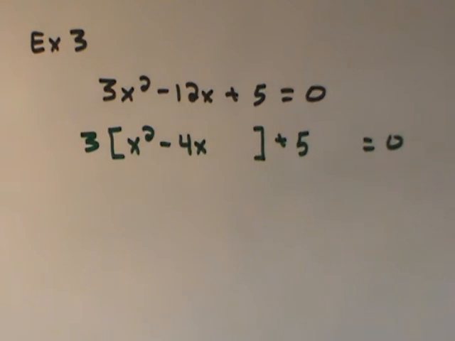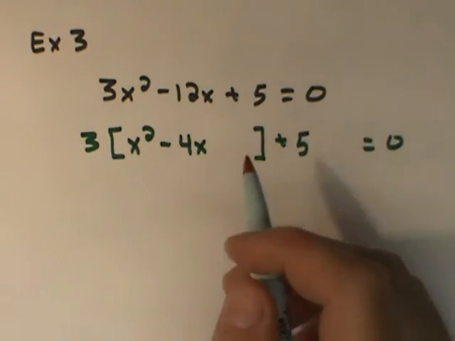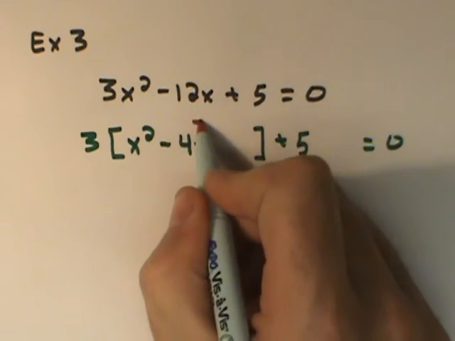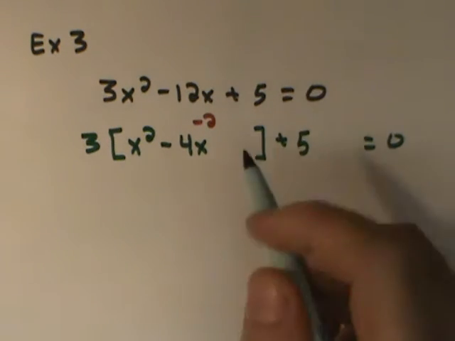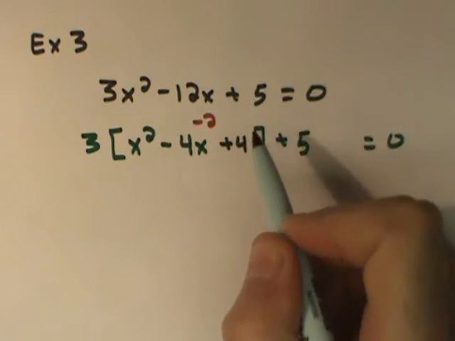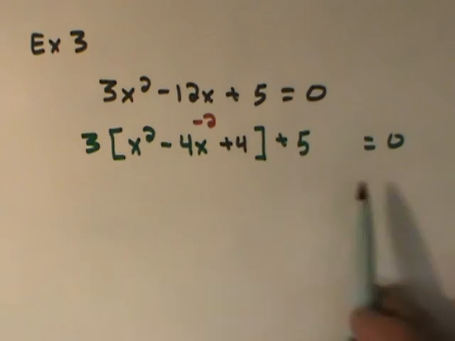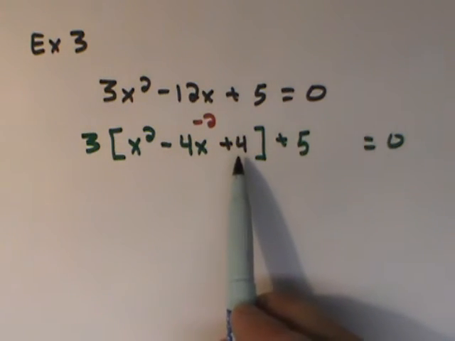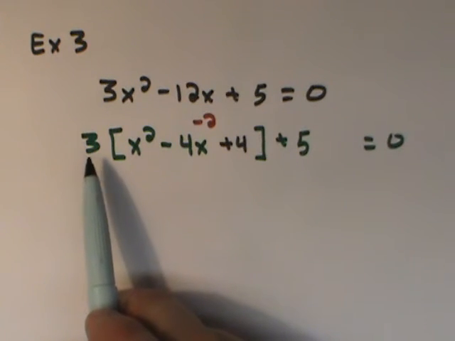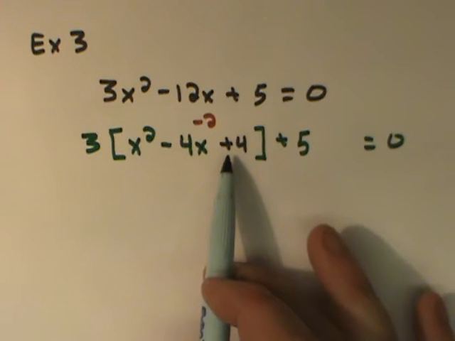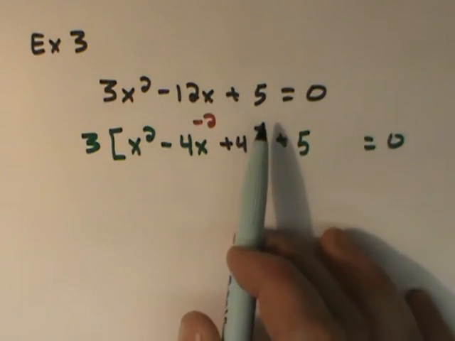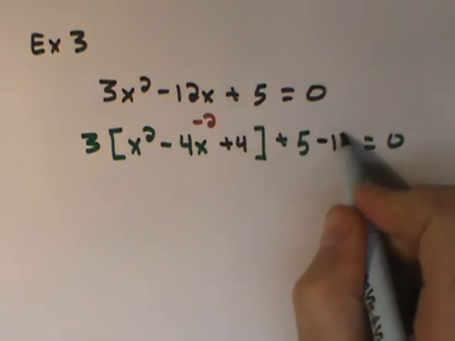Now to complete this square, I look at the middle term that's in my brackets and I cut it in half. Half of negative 4 is negative 2. And I square that negative 2. Negative 2 squared is positive 4. And I have to look at how this 4 is actually affecting the equation. When I added a 4 here, because of this multiplier, 3 times 4, I really added 12 to the problem. So 3 times 4 is 12. I balance it by subtracting 12.